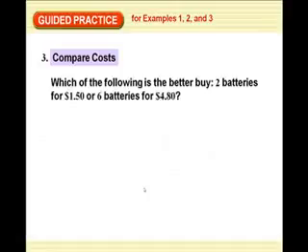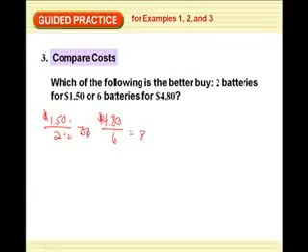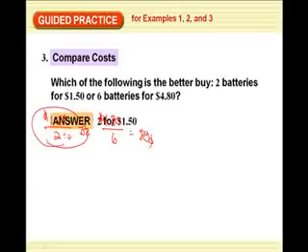Which of the following is a better buy? 2 batteries for $1.50, so that's $1.50 for 2, or $4.80 for 6. Divide by 2, that would be 75 cents a battery. This would be 80 cents a battery. Just divide them out. This one would be a better buy. All right, that's it. Have fun doing rates and unit rates, and we will see you next time.